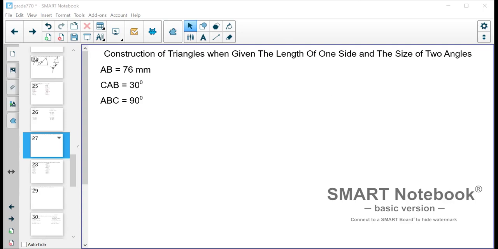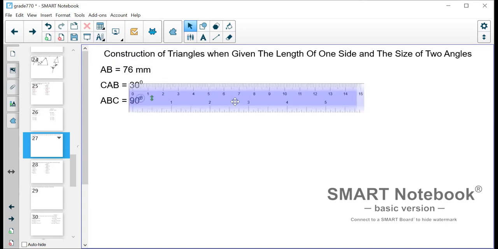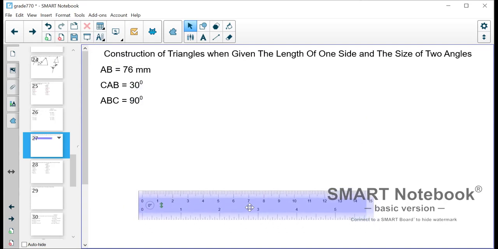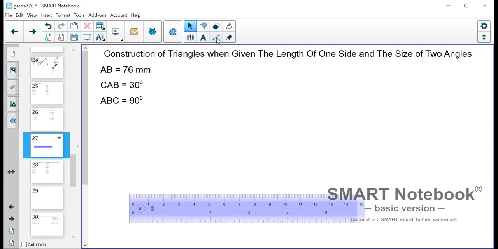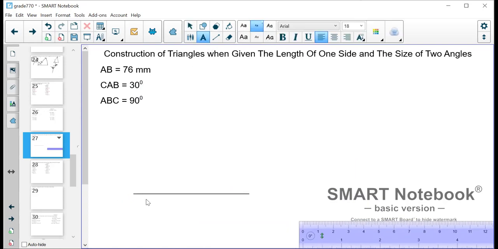Good. So now we go straight into the steps in how to construct this triangle. We normally start by drawing the base. The length of the base AB is 76 mm. So we draw the AB line to that length, and of course, we must label.